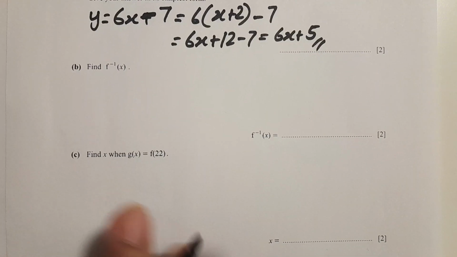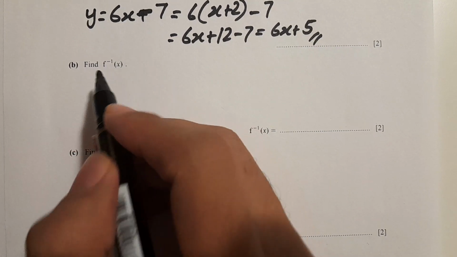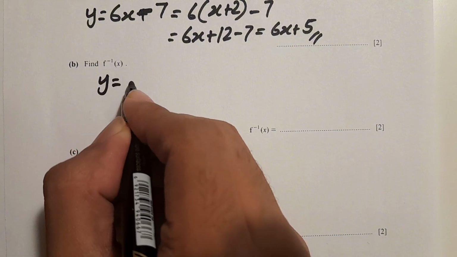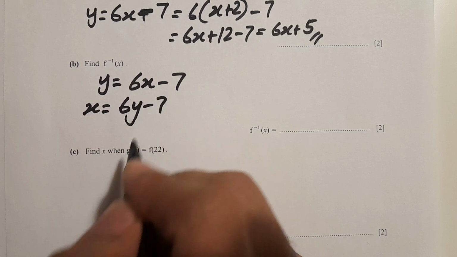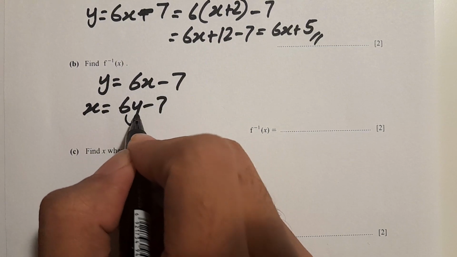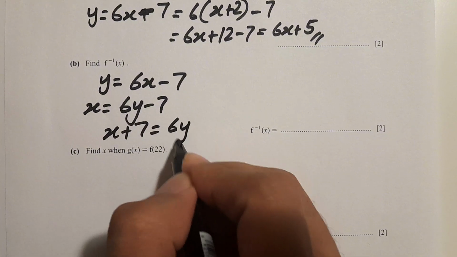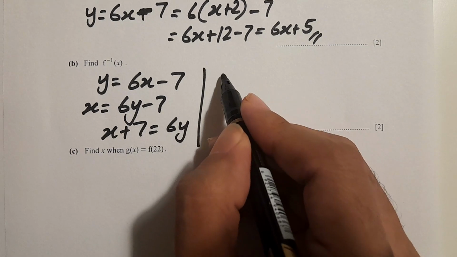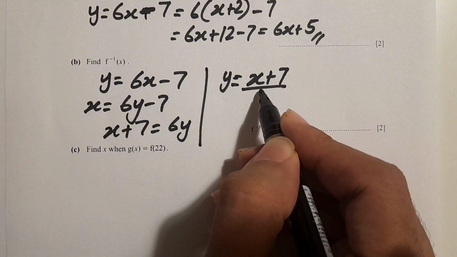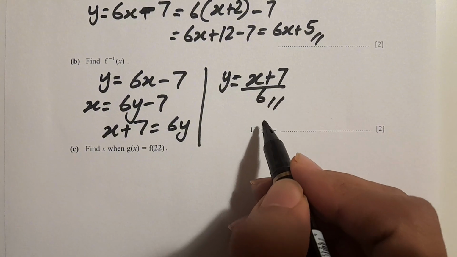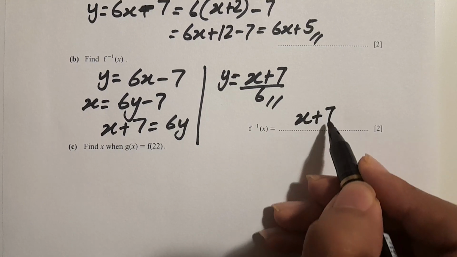Then for part B, if it is written f inverse of x, it means that the y and x values will be switched. So instead of writing y is equal to 6x minus 7, we will write x is equal to 6y minus 7. So we will make y the main letter. So x plus 7 is equal to 6y, then y is equal to x plus 7 divided by 6. So this will be the equation of f inverse: x plus 7 divided by 6.